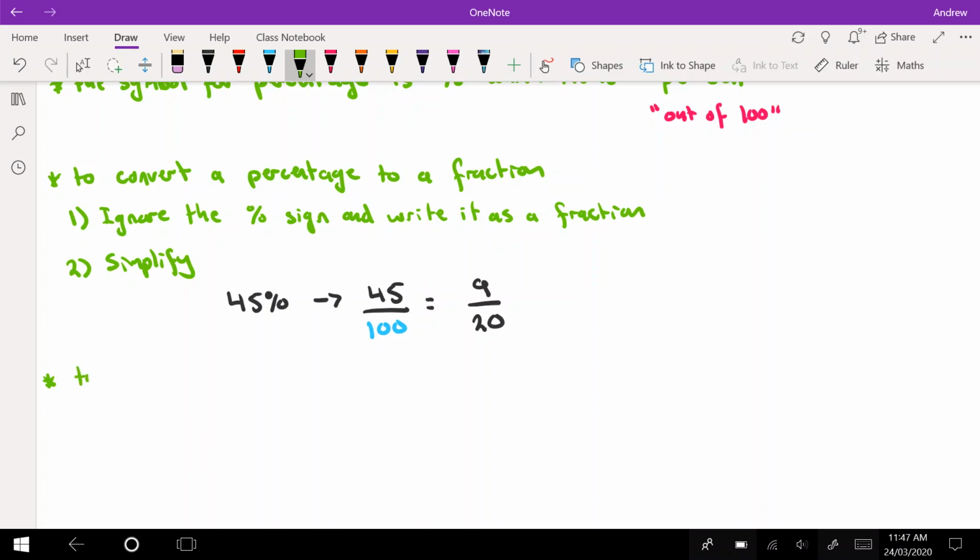So now to convert from a percentage to a decimal.